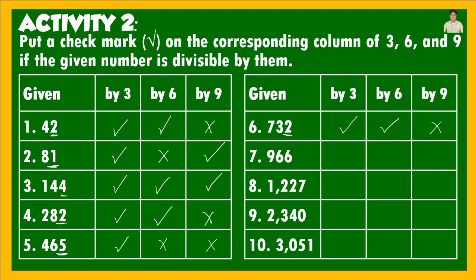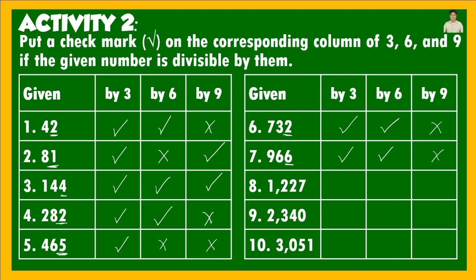966. 9 plus 6, 15 plus 6, we have 21, and that is divisible by 3. By 6, last digit niya is 6, which is an even number. So therefore, it is also divisible by 6. Next, by 9, yung sum niya is 21, and 21 is not divisible by 9.